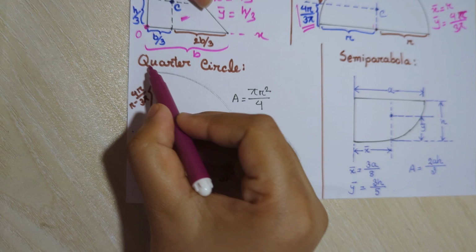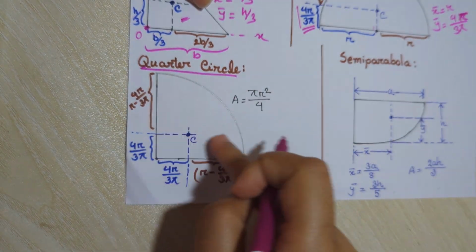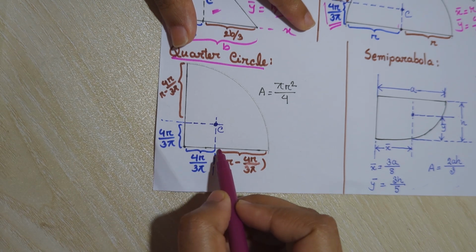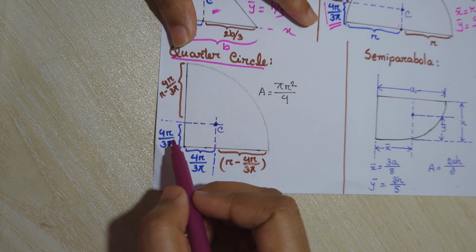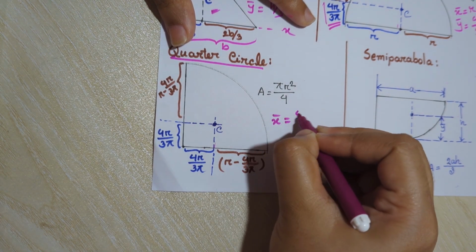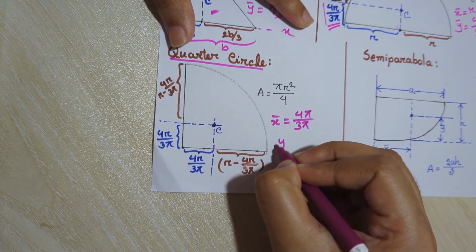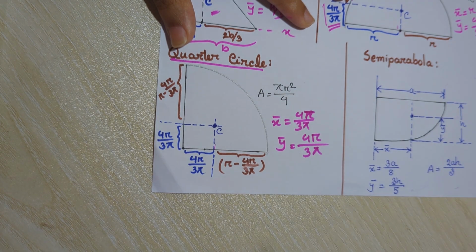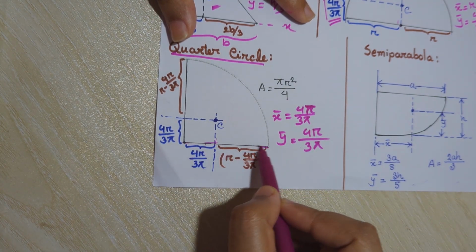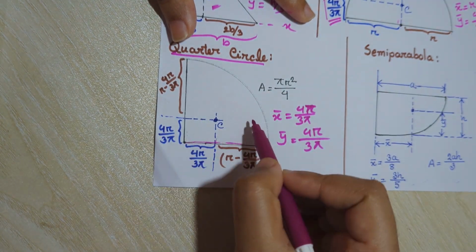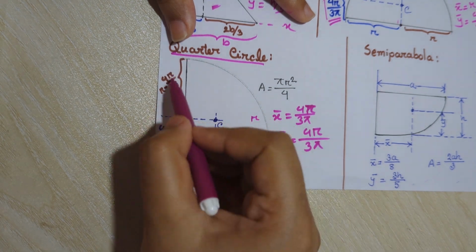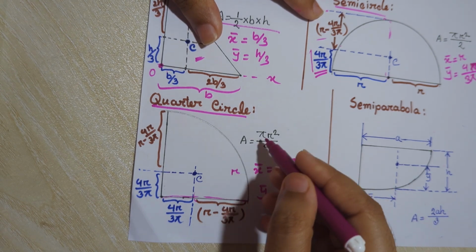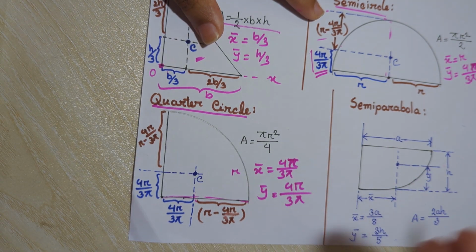And if we see the quarter circle, 1/4 of the circle, then this will be 4r by 3 pi in the x-axis, and the height will also be 4r by 3 pi, so x bar equals 4r by 3 pi, and y bar is also 4r by 3 pi. The total of this term and the remaining term will be our radius r, so the remaining parts will be r minus this part, and the area of this will be 1/4 of our full circle.